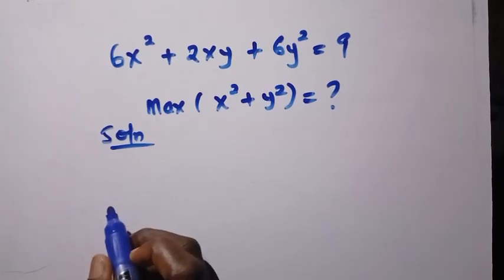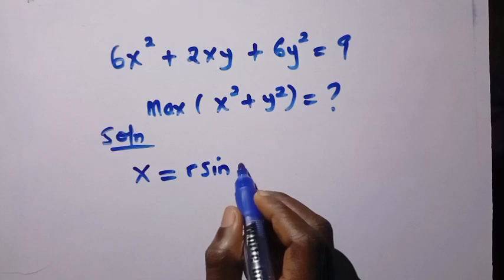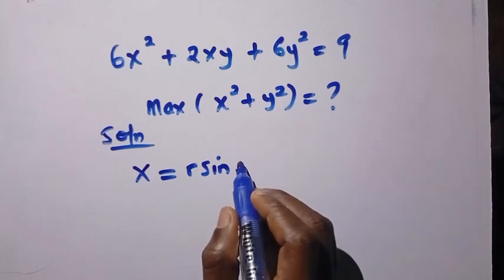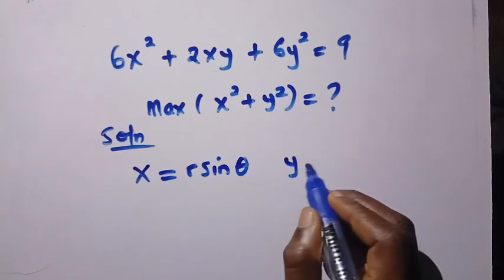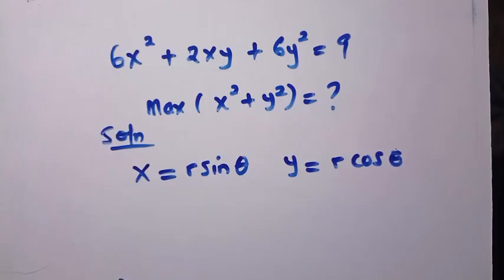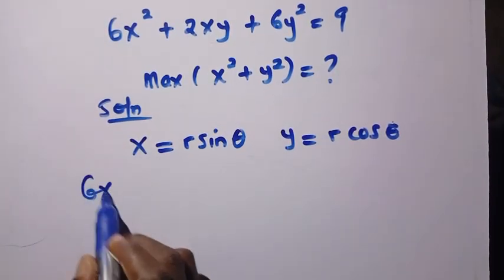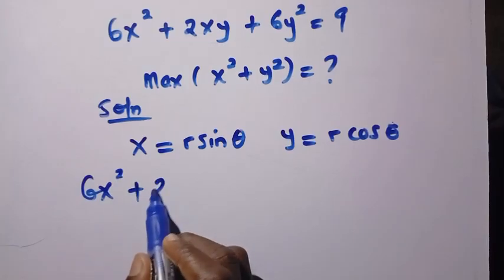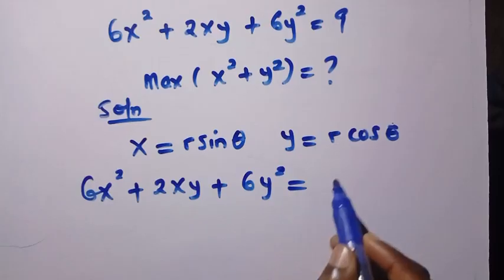Here we have x and y. Let's relate this to geometrical forms. Suppose we let x be equal to r sine theta, and if I choose y to be r cos theta, then since we are given 6x squared plus 2xy plus 6y squared equals 9.